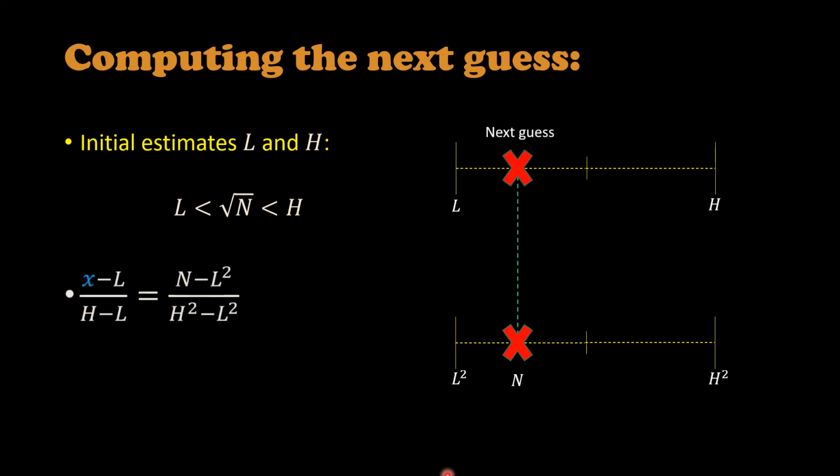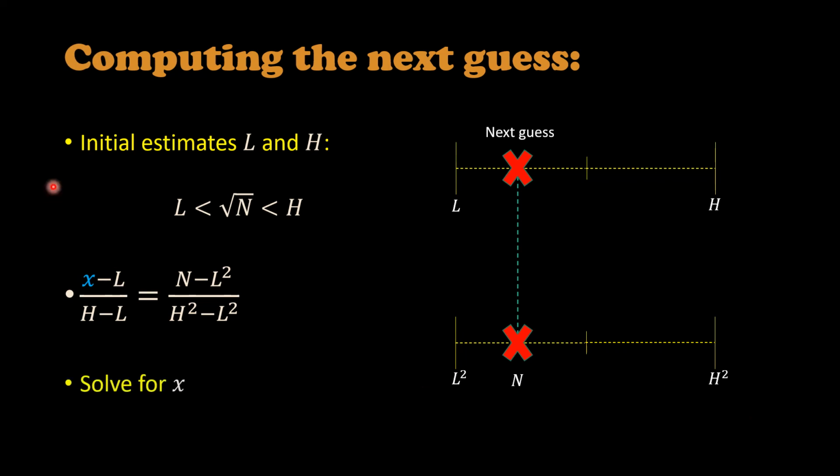Okay, same thing. If we set up our same proportion, our next guess is just x. We're doing the little distance, x minus L, over the big distance, H minus L, on the top number line. That should be equal to the little distance over the big distance of the bottom number line, so n minus L squared divided by H squared minus L squared. And by the way, to give you a sneak peek of what's coming up, this might have something to do with lines, because this looks like setting two slopes equal to each other.